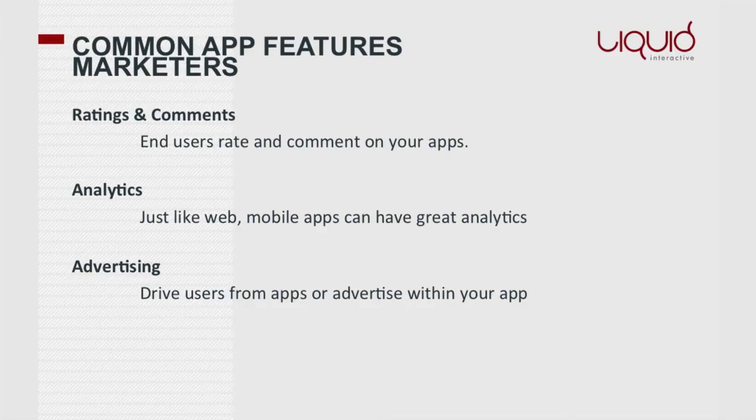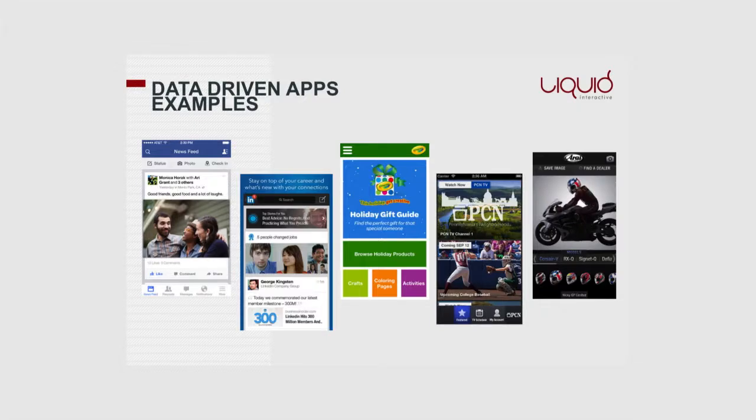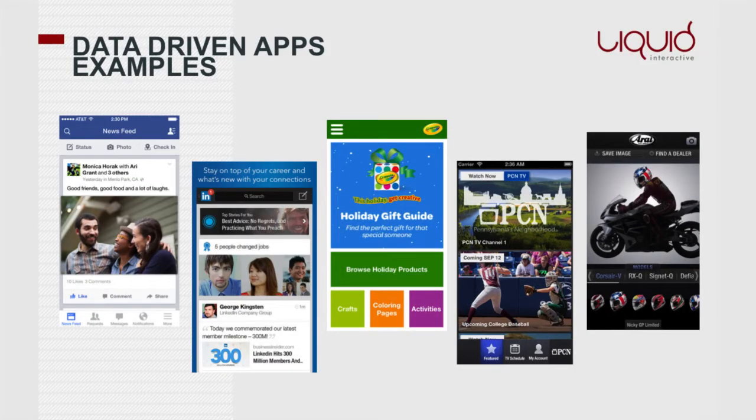And also advertising. You can advertise for your mobile website. You can advertise for your app from somebody else's app. You can also embed advertising within your app, the app itself. So here are some examples of apps that are in the market: Facebook, LinkedIn, and here's 3 of ours. What's unique about these apps, these are not standalone offline applications. They are data-driven applications. They consume data from the internet or from the cloud.